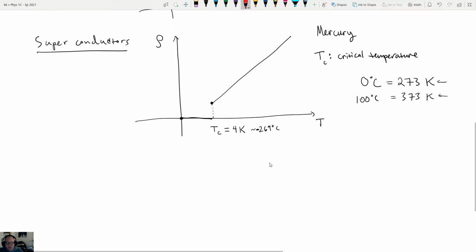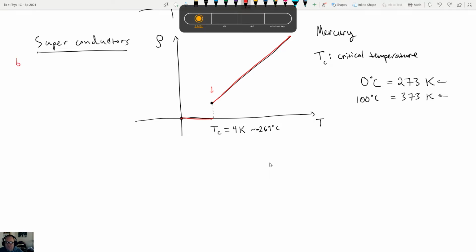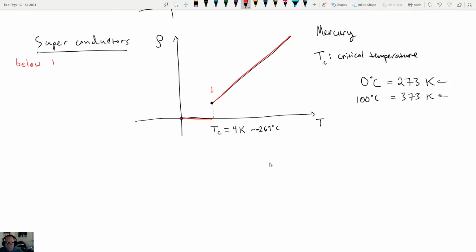I guess I could use a different color for this line. So the resistivity drops to 0, and then above that critical temperature, the resistivity basically just starts to increase, just like it would for a conductor. Okay, and how this line looks, it might actually be curved. I don't really know. It's not really important. This is what we're interested in: the fact that at some particular critical temperature, the resistivity drops to 0. So for any superconductor, below the critical temperature, the resistance or the resistivity drops to 0.